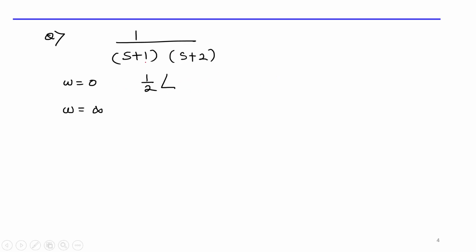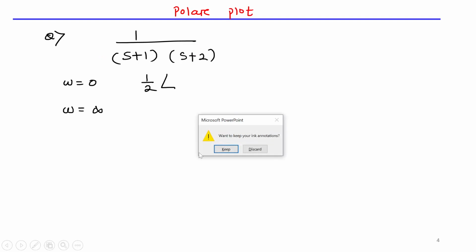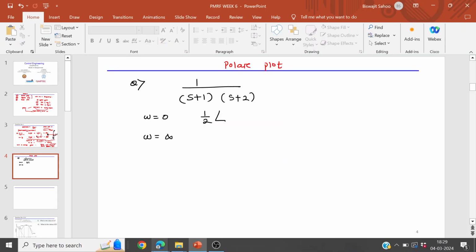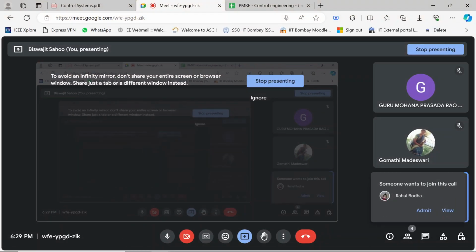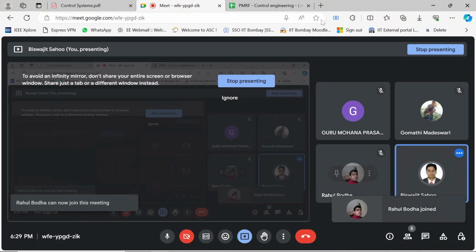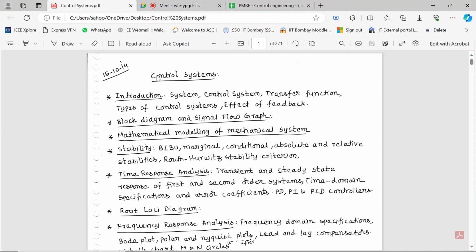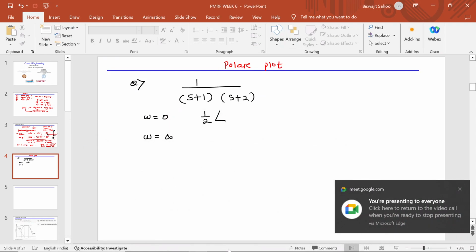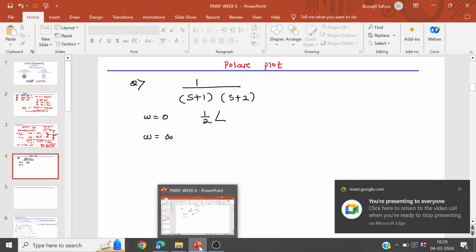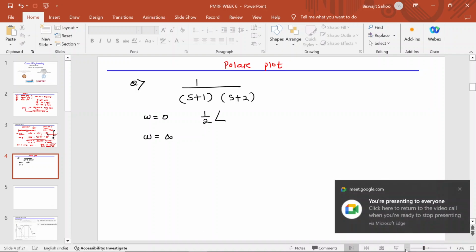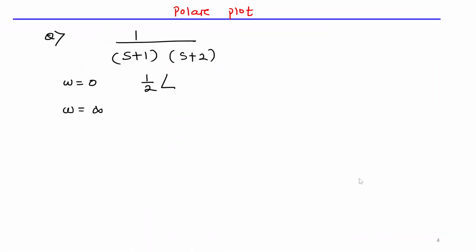Ma'am is also joined. We're starting the polar plot. Are you there, ma'am? Just write down what I'm saying, otherwise you're not able to understand. Okay, so this is a polar plot.